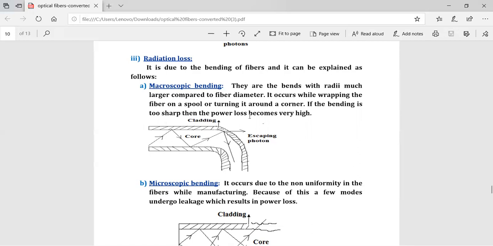Or turning a fiber around a corner. If you go on turning a fiber around a corner, the turning diameter will be more than the diameter of the fiber. So hence the bending will be more. Because of that, there will be loss in the light signal. So this is macroscopic bending.